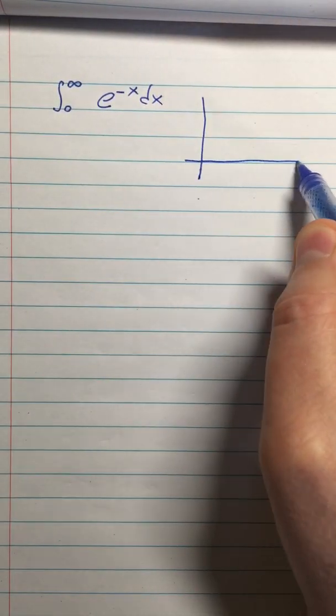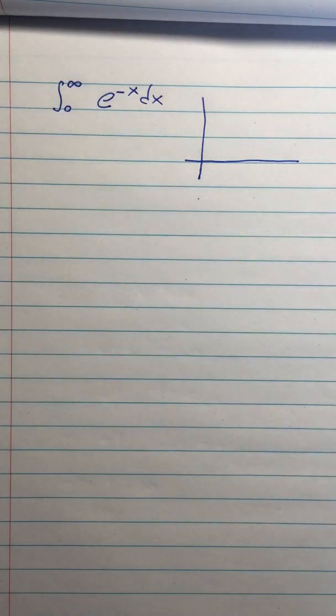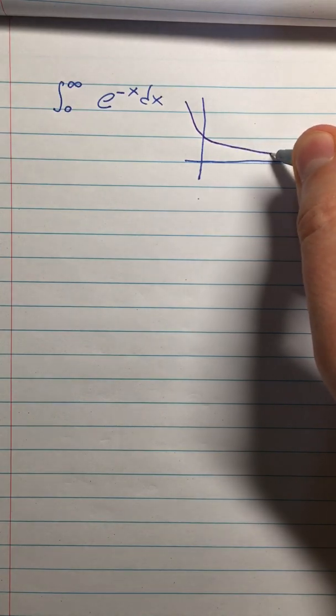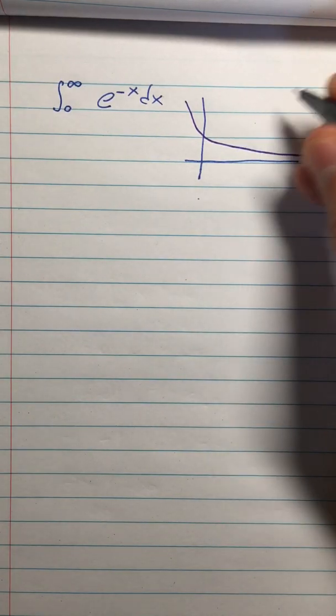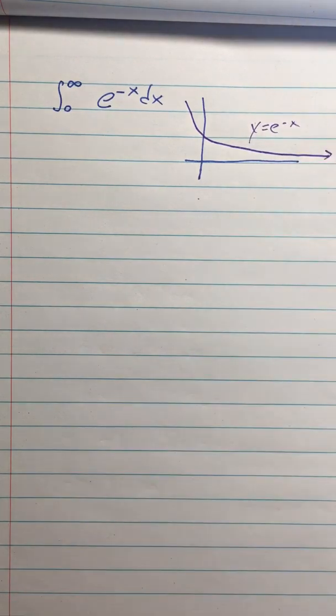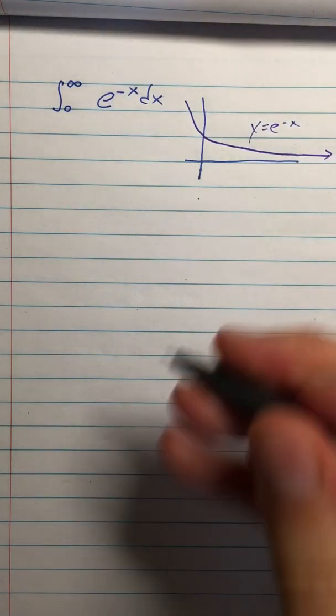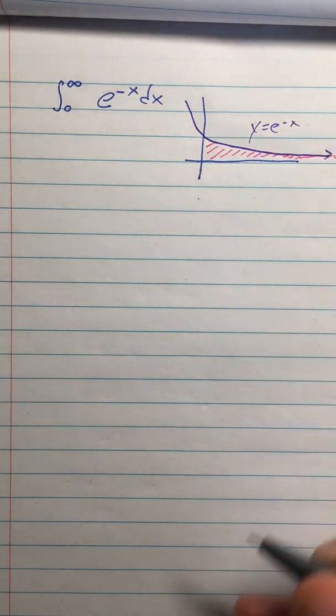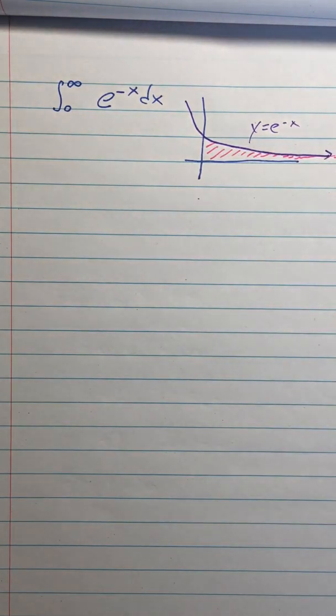All right, what does e to the negative x look like? E to the negative x passes through the point (0, 1), and then has a horizontal asymptote that it approaches rather assertively. So here's y equals e to the negative x. And so this time, the area that I'm finding is all of this under here, going out forever. Is that area finite or infinite?